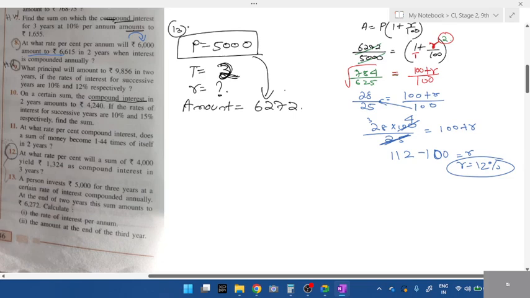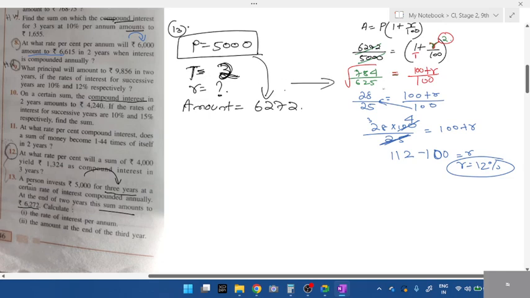So actually the person invested 5,000 for how many years? For 3 years, at a certain rate. Rate is not given. But at the end of 2 years, how much did he receive? At the end of 2 years, this sum amounts to how much? What was the amount? 6,272. Did he get this 6,272 at the end of 2 years or 3 years? 2 years. So we have to take 2 years as the time period and start solving the question.